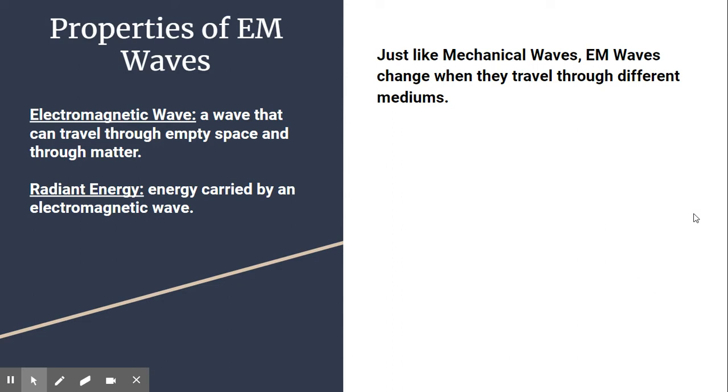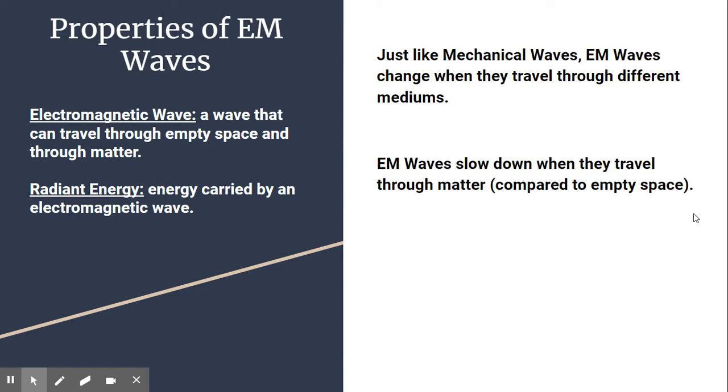Also, you'll find that mechanical waves and electromagnetic waves both change as they travel through different mediums. Electromagnetic waves tend to slow down as they travel through matter, because they're just moving much faster in empty space. And just like mechanical waves can slow down as they go from gases to liquids to solids, the same thing happens with electromagnetic waves. They move faster and slower depending on the medium that they're traveling through.